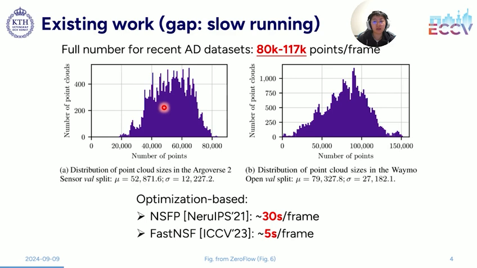For self-supervised existing work, optimization-based methods can estimate flow without any training or ground truth label. However, it's expensive in time to get the results. The main reason is that the number of points in one frame in autonomous driving datasets is quite large. For example, in Argoverse 2 and Waymo, the number of points in one frame is around 18,000 to 170,000 points. Methods like NSP and Fast NSF need 5 to 30 seconds for one frame.